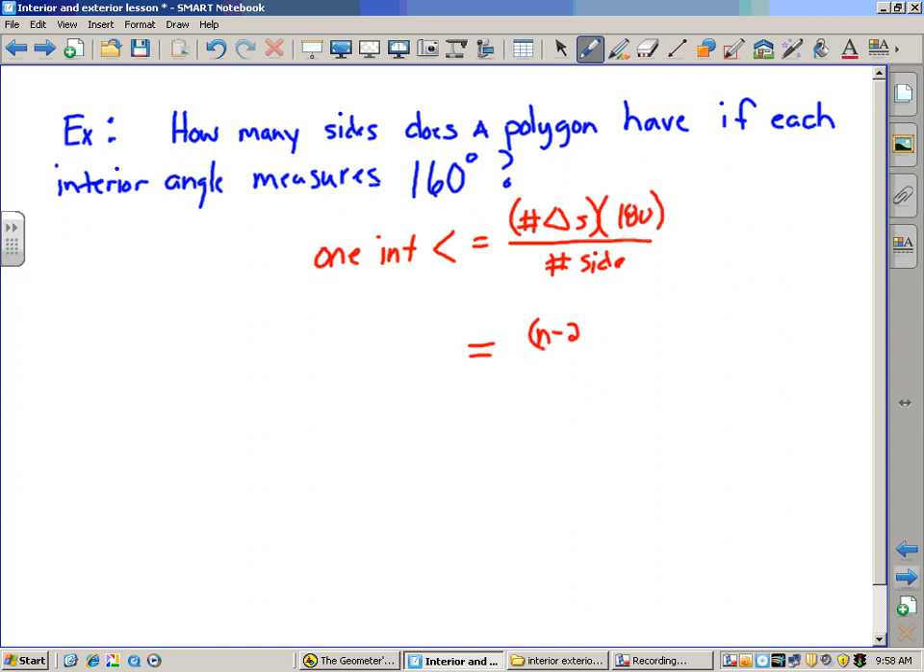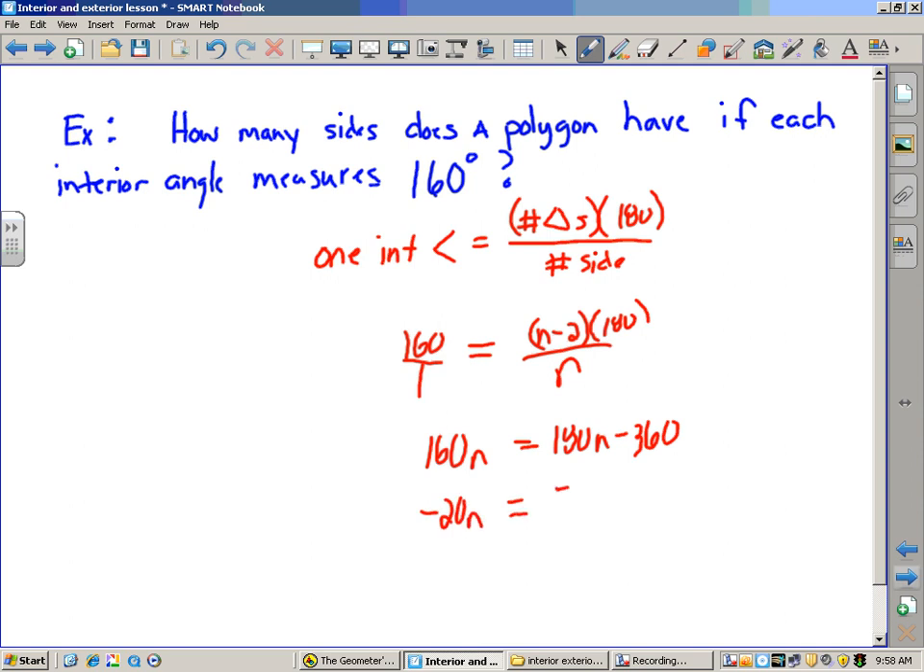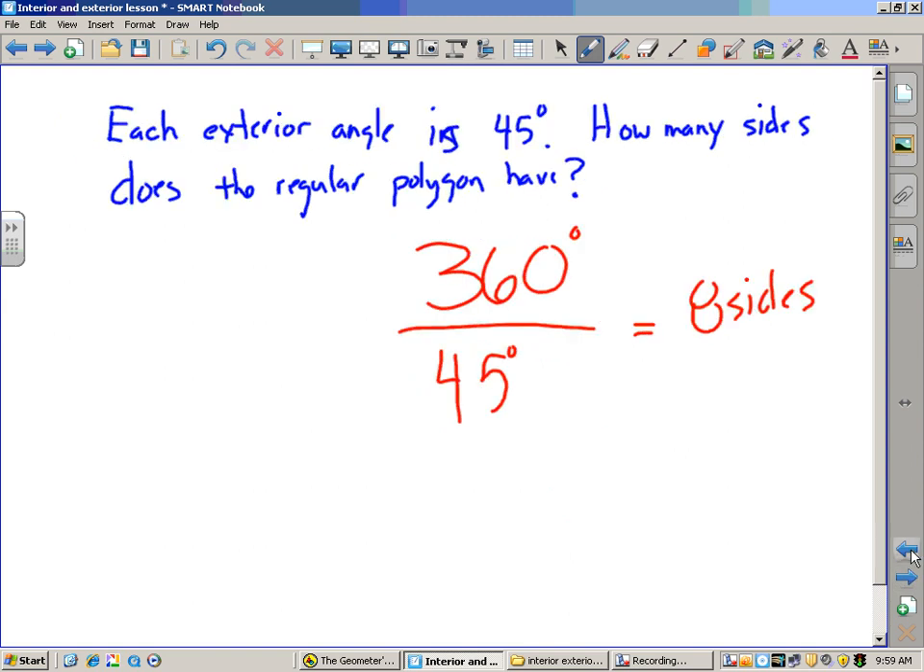So if I would have done (n minus 2) times 180 all over n equals 160, then I put that 160 times n equals 180n minus 360, negative 20n equals negative 360, divided by negative 20. Okay, and I come up with n equals 18. You know what? I could have kicked all you guys' butts. Because if an interior angle is 160 degrees, you did no work right over here.